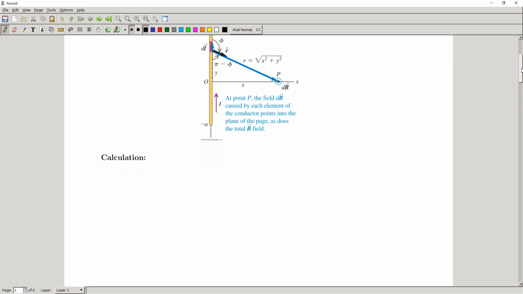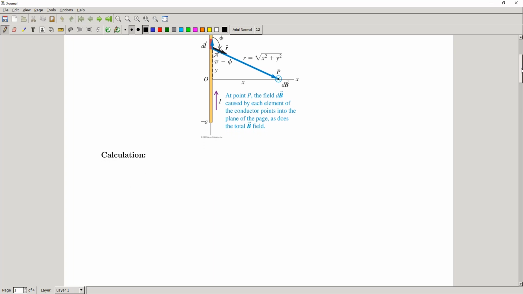We're going to start off with one of the versions of the Biot-Savart law, which we saw in the last video, so I'm just going to write it out here. So this is the infinitesimal contribution to our magnetic field at some distance r is going to be given by this expression here, mu naught, our magnetic constant, over 4 pi times I dl crossed into r hat over r squared.